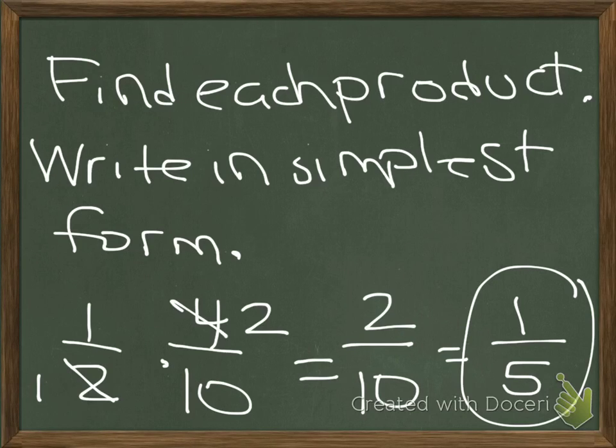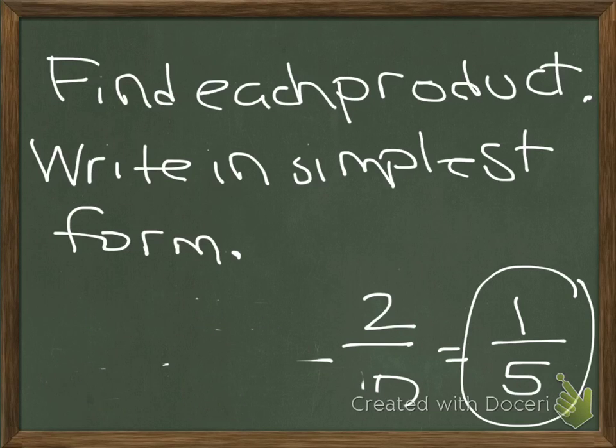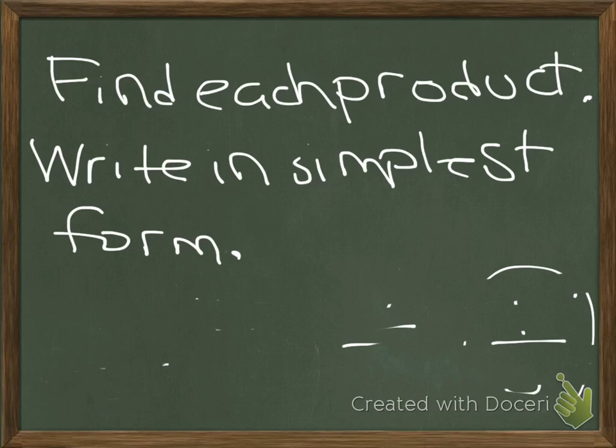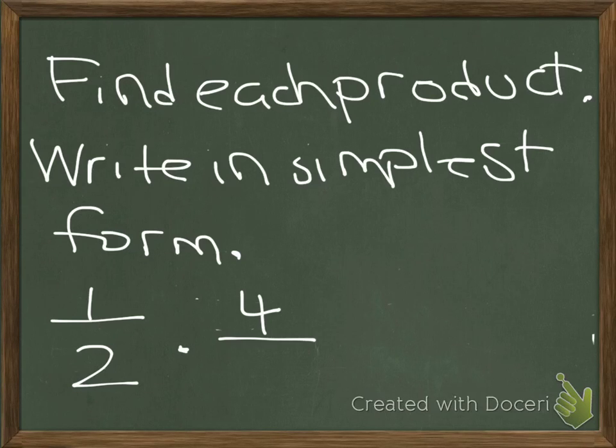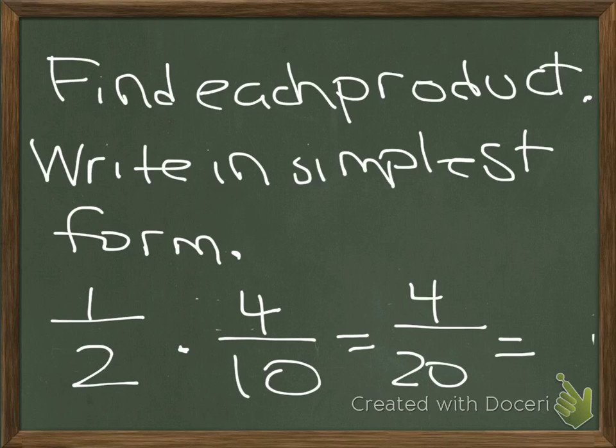Now another way to do it, to get 1/5, and I'll rewrite 1/2 times 4/10, would be to just multiply in the beginning and then simplify. So 1 times 4, multiply the numerators, 2 times 10, multiply the denominators, and then simplify if we can. So 4 and 20 have 4 in common, so you would divide by 4 and you'd get 1/5.